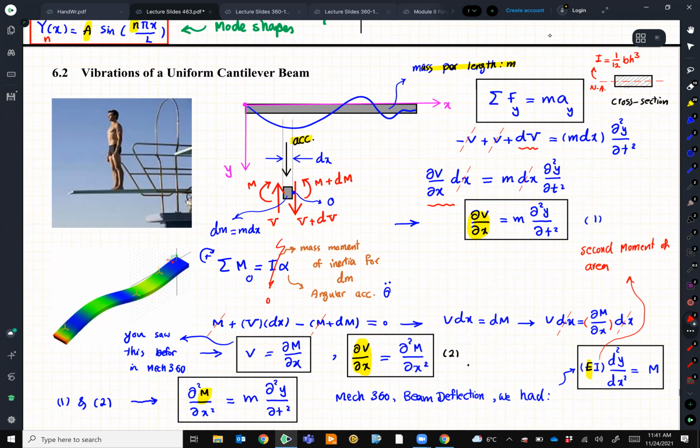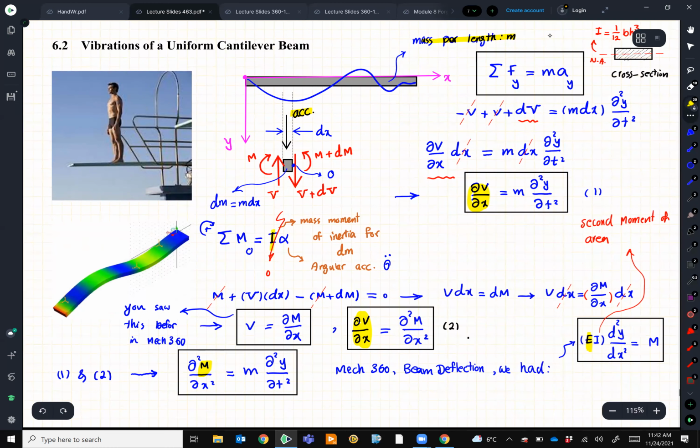So don't confuse this I with other I that we used in this course, right? This is the area moment of inertia, unlike this I that we use. There was something with those people deriving this equation at that time. They just used the letter I and everybody stuck with that.